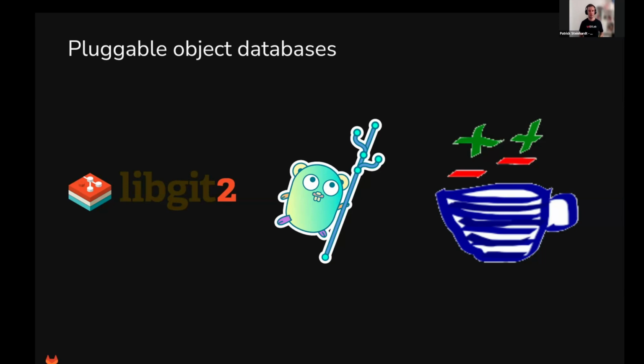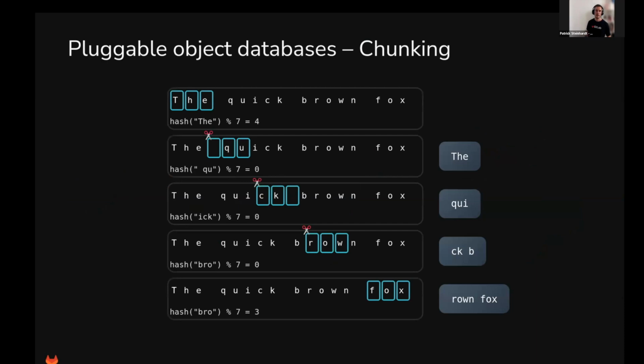I'm not really saying that introducing pluggable object databases will be without challenges, but it should certainly be feasible, even though it does require a lot of plumbing and refactorings in the code base. So if you had pluggable object databases, how would the new storage format look like?